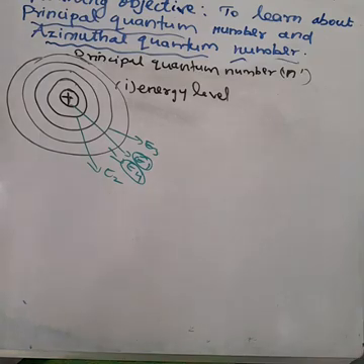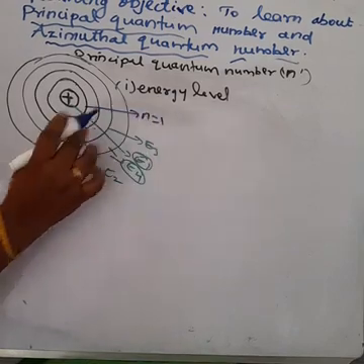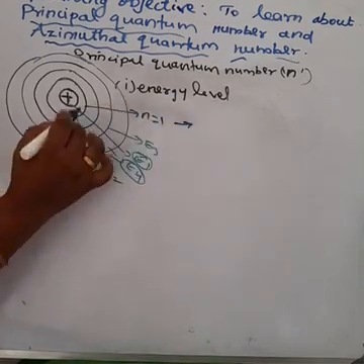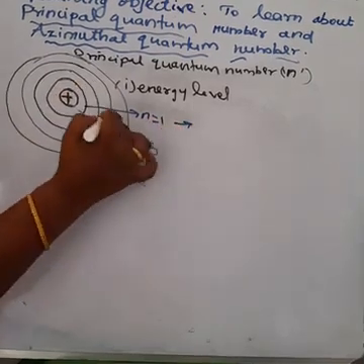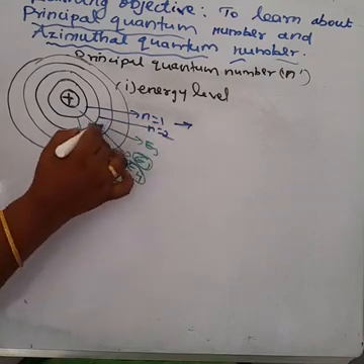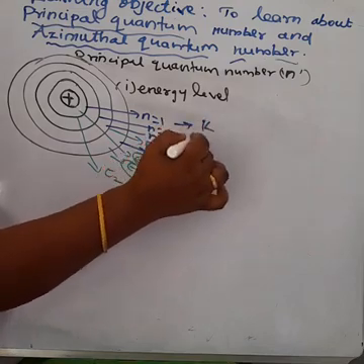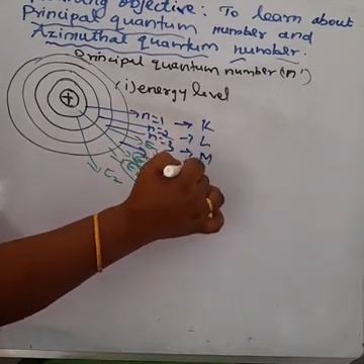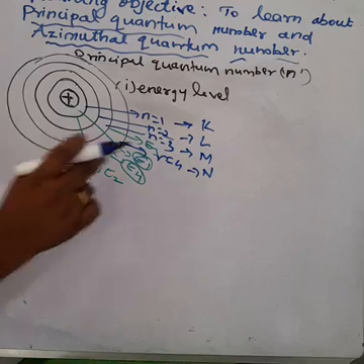This characteristic is given by the principal quantum number. Here there are 4 orbits, so n is equal to 1, 2, 3 and 4. Orbit or shell 1 means K shell, 2 means L shell, 3 means M shell and 4 means N shell. The maximum number of electrons accommodated in a shell is given by the 2n square formula.